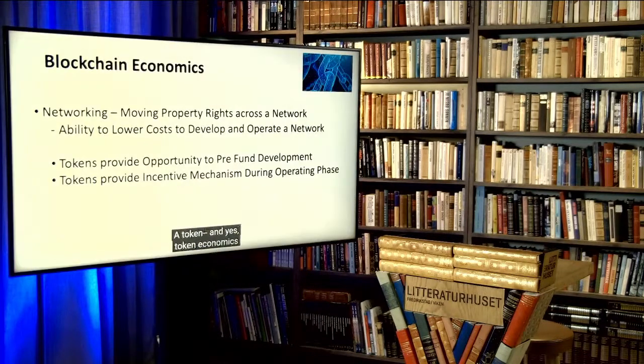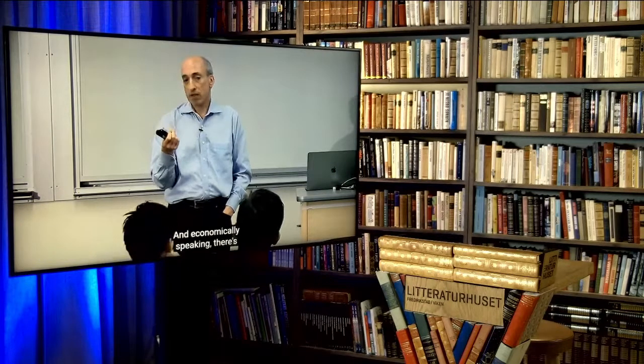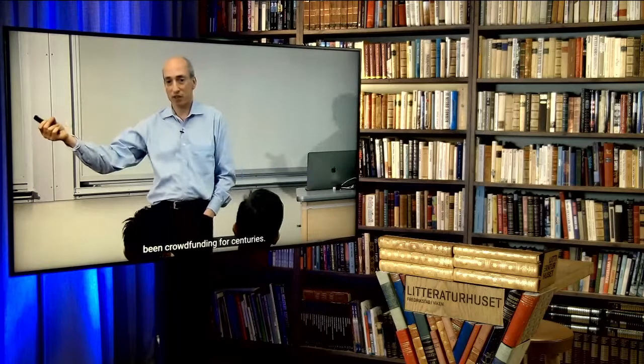Christian speaks about two things. A token, and yes, token economics might not have much to do with many things, but a token might incentivize and help fund the network. So it's a new form of crowdfunding. And economically speaking, there's been crowdfunding for centuries, but it's a new form of crowdfunding, kind of building on what Kickstarter did.